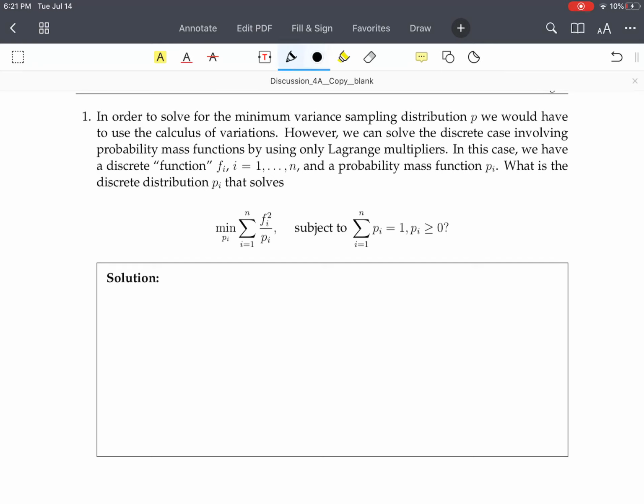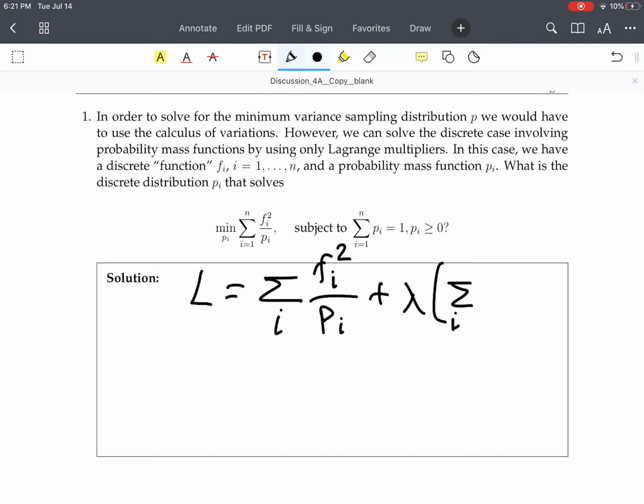Okay, so we're going to follow that Lagrange setup. L is equal to, remember, f of x plus lambda times the constraint, right? So in this case, it's the sum over i of f of i squared over p of i, that's our f of x, plus lambda times our constraint, which in this case is the sum from i equals 1 to n of p of i minus 1.